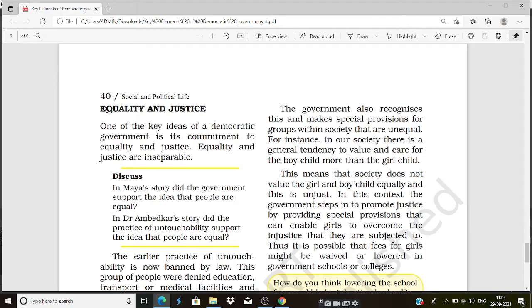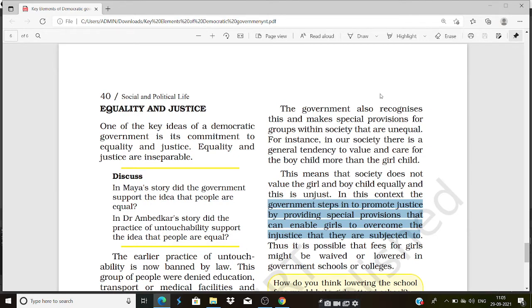So what does it mean? That society does not value the girl equally to the boy child, and this is unjust, a kind of injustice with the girls. So in this context, the government steps in to promote justice by providing special provisions that can enable the girls to overcome the injustice they are subjected to. या फिर जो भी injustice उनके साथ हो रहा है कि उनको education नहीं लेने दिया जा रहा, उनके school education को promote नहीं किया जा रहा, so now it is the duty of the government to step into this problem to promote justice by providing special provisions for the girls in school education as well as in college education.